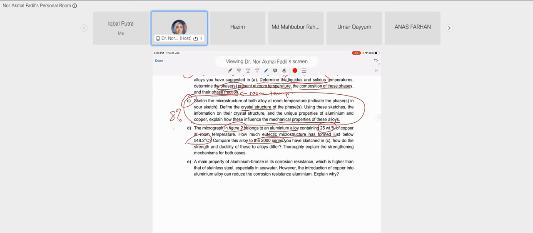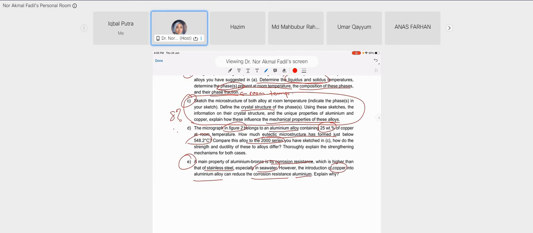And then for E, a main property of aluminum bronze is corrosion resistance, which is higher than that of stainless steel, especially in seawater. However, the introduction of copper into aluminum alloy can reduce the corrosion resistance of aluminum. Explain why. Okay.